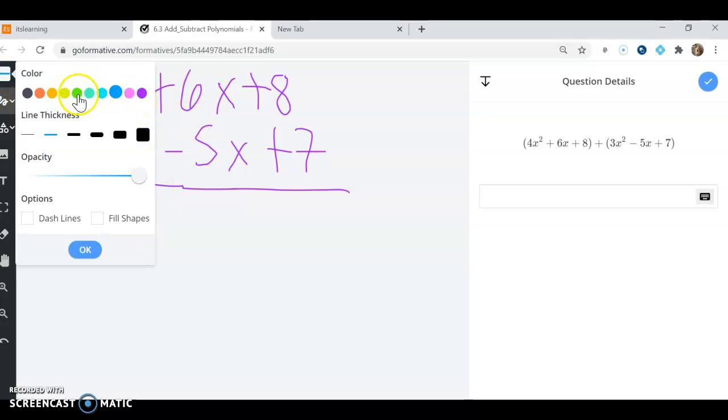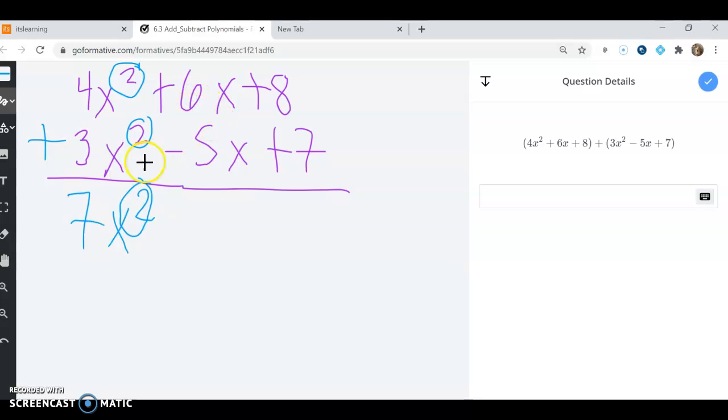Okay, we're just adding them together. 6x minus 5x is 1x. So remember, we're just adding the x's, so it's still x. 8 plus 7 is 15. Okay, so our final answer is 7x squared plus, you could say 1x, or you could just say x, it's the same thing, plus 15.